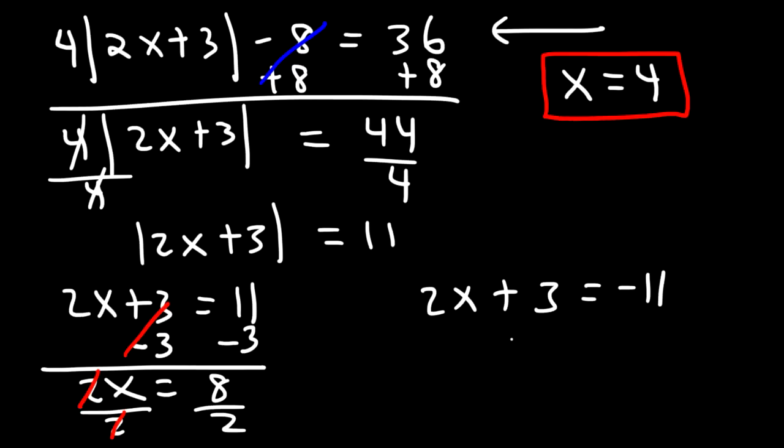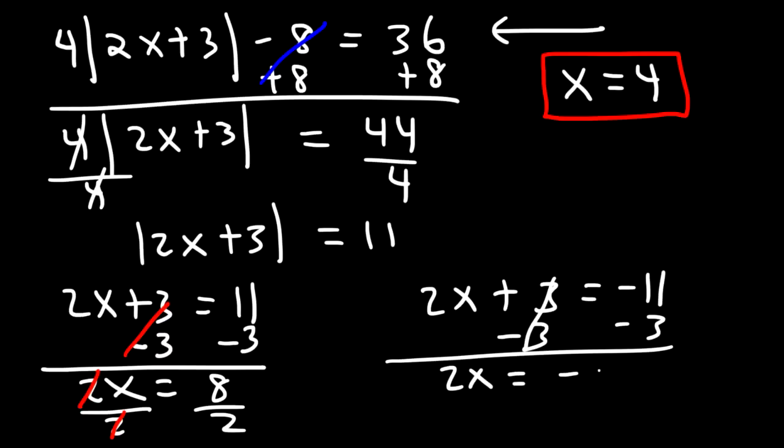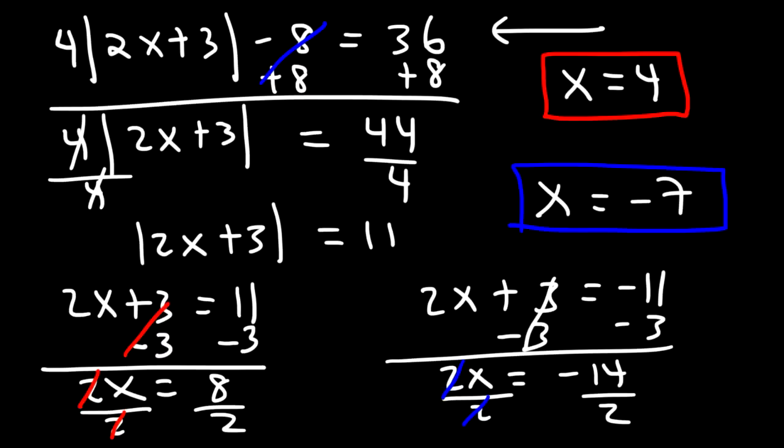Now for the second one, let's subtract both sides by 3. Negative 11 minus 3 is negative 14. And now let's divide both sides by 2. Negative 14 divided by 2 is negative 7. And so this is the second answer. So we have two possible answers.